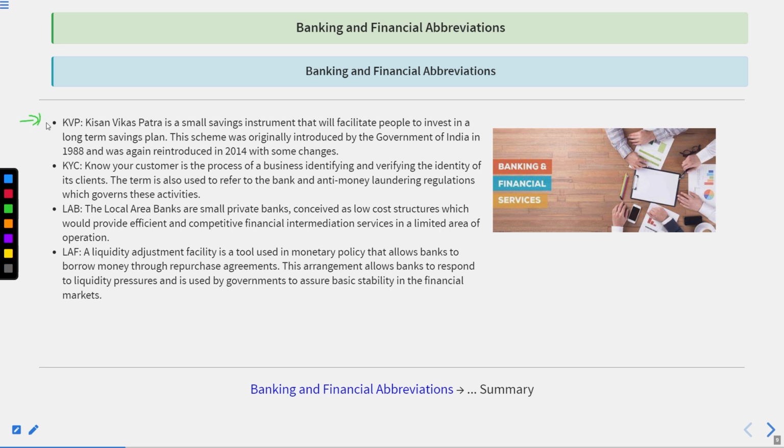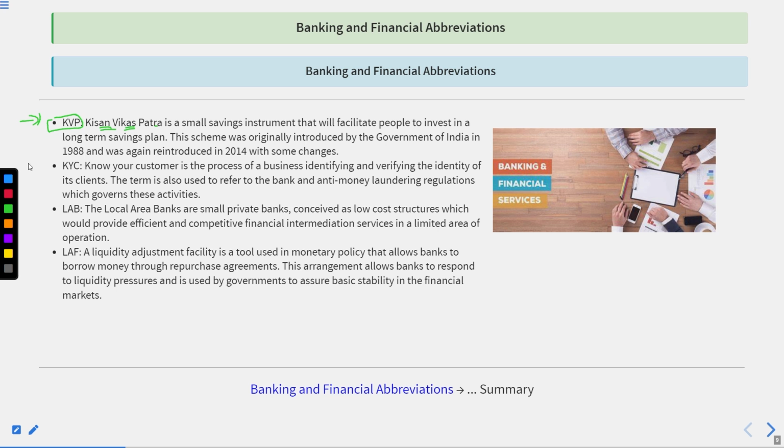The KVP, actually Kisan Vikas Patra, a small savings instrument that facilitates people to invest in a long-term savings plan. The scheme was originally introduced by the Government of India in 1988, but due to some reasons, the government withdrew the scheme. Again, the scheme was reintroduced in 2014 with some changes.